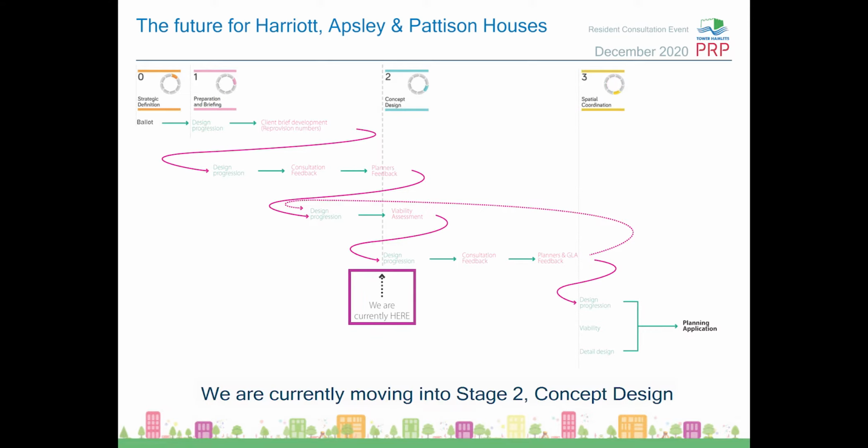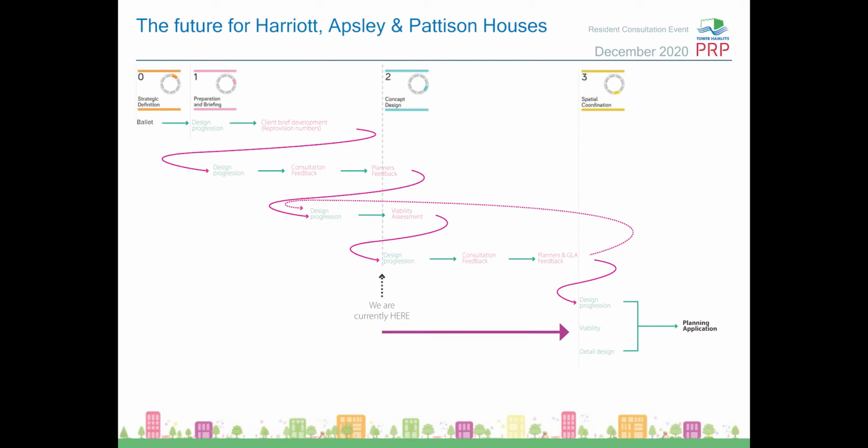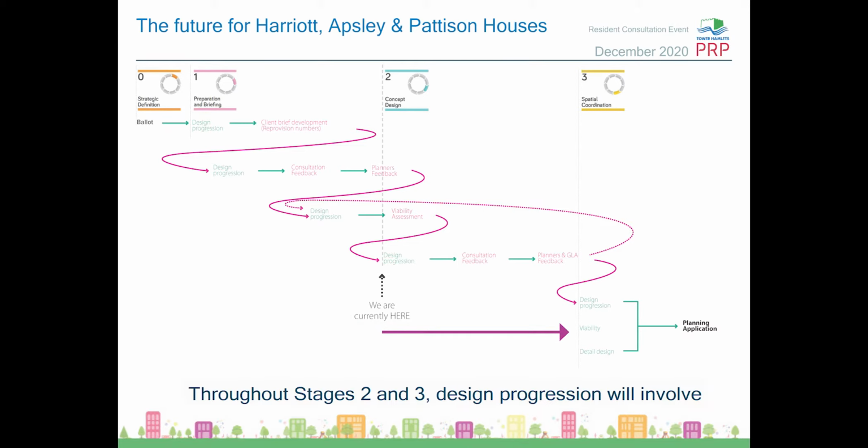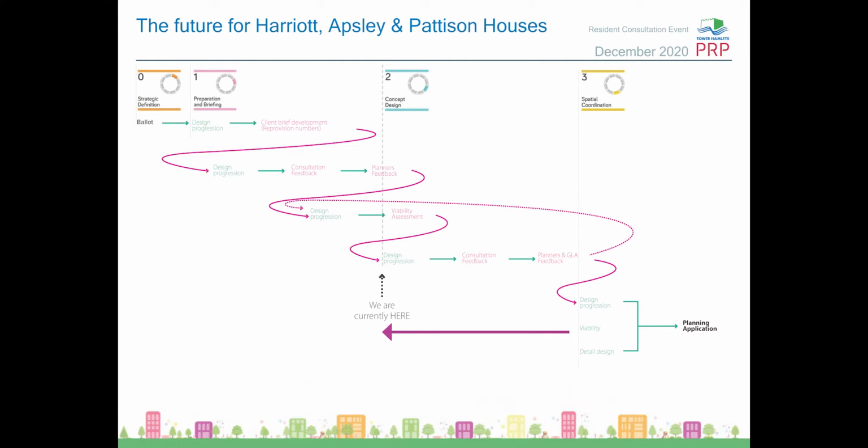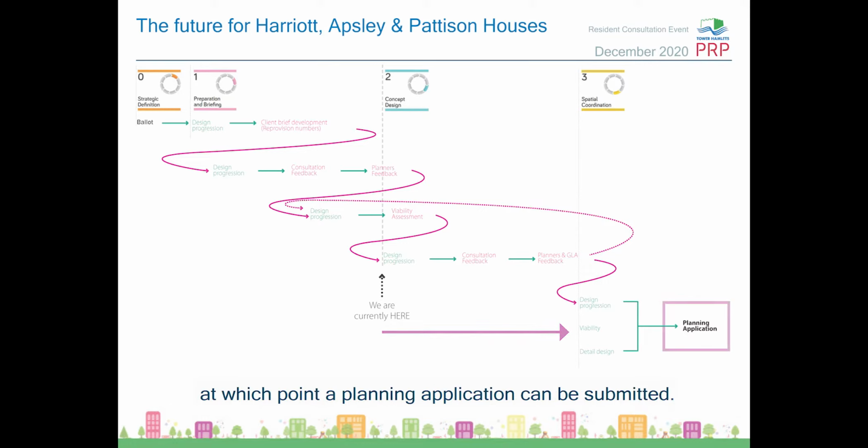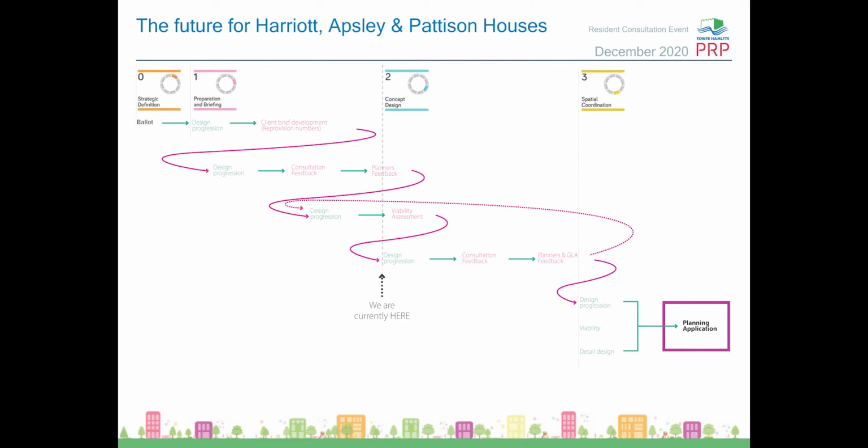We are currently moving into Stage 2, concept design. Throughout Stages 2 and 3, design progression will involve viability assessments, resident consultation feedback, and feedback from the planners at both Tower Hamlets and the GLA. We will go through this process a number of times until everything has been balanced into a complete scheme, at which point a planning application can be submitted. Until we get to that point, what we present and discuss with you can change.